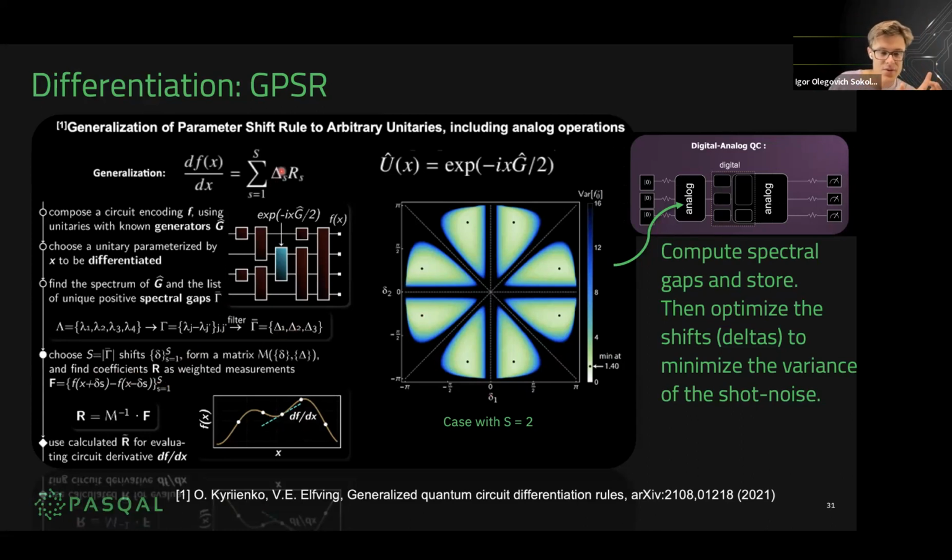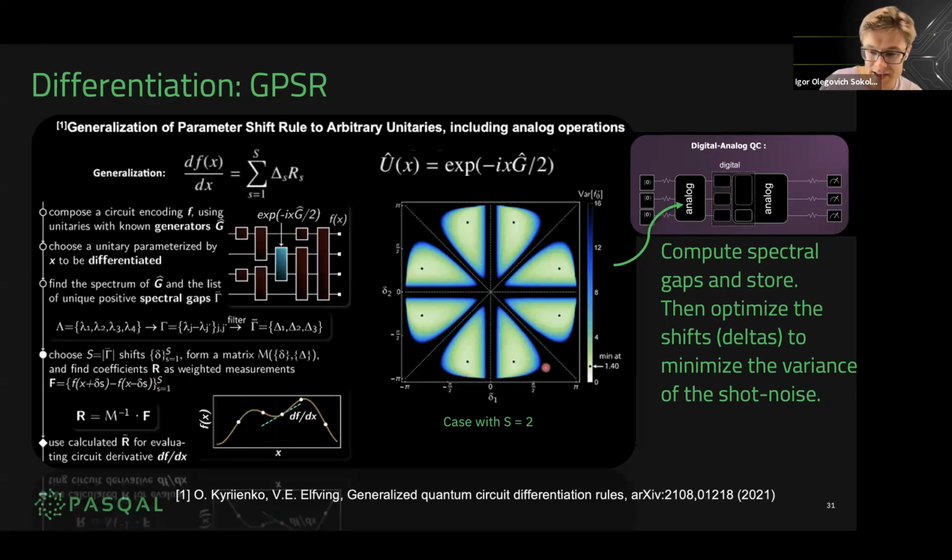Based on these gaps, you have this equation above. You can calculate this R by inverting this M matrix. So it's like a recipe to give you an analytic gradient for any G. And then you just have to optimize this delta, and delta 1, delta 2. It assumes here you have more than one distinct gap, so it's two values, so this has these two values of delta.